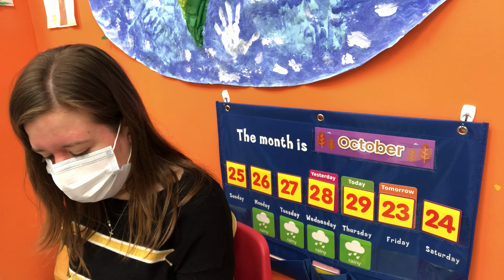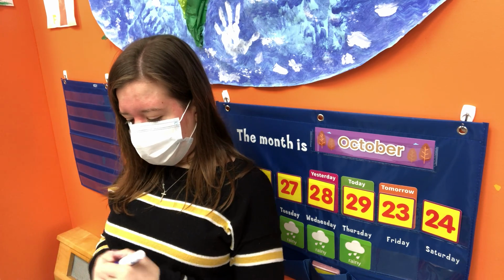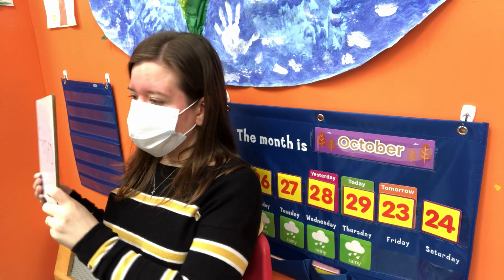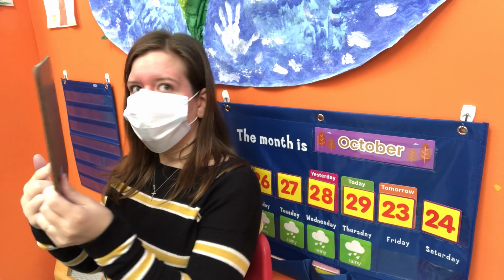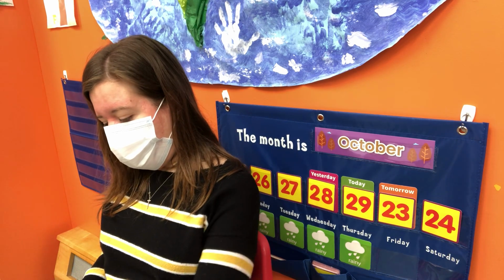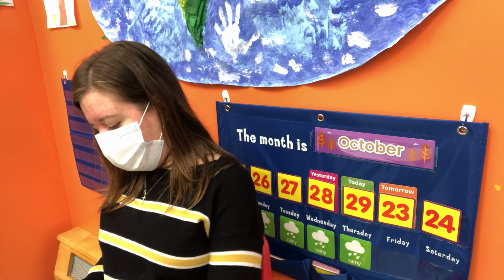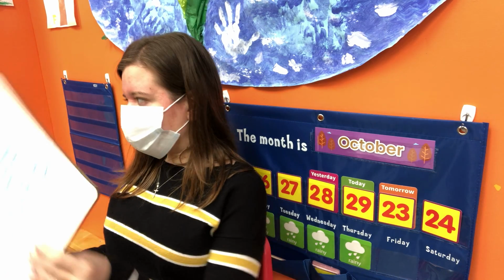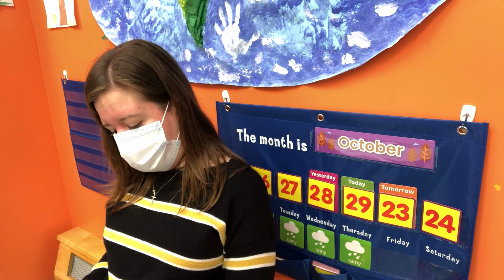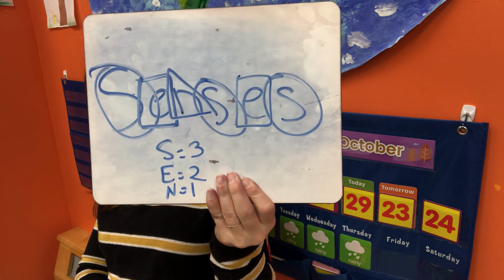Okay, so we have the word, what word do we have here? S for senses. And how many S's do we see here? Three. We see one, two, three. Okay, how many E's do we see? Two E's. And how many N's do we see? One. The triangle. So which letter do we see the most of? Three S's.